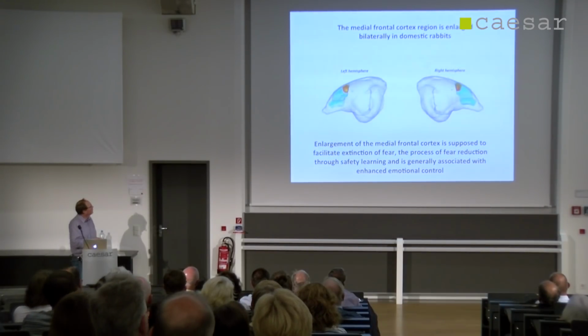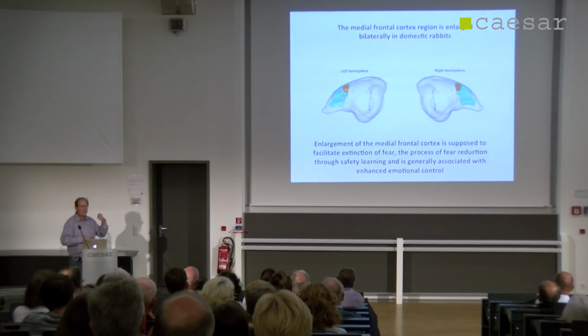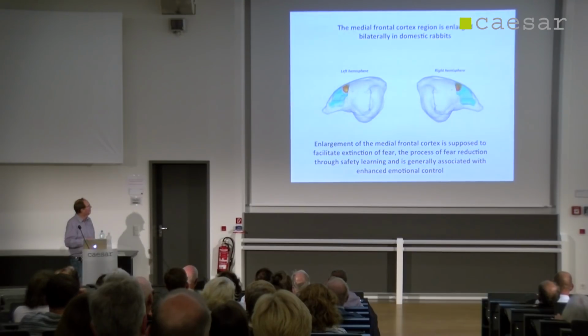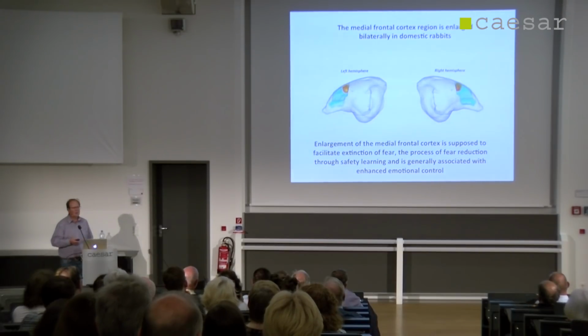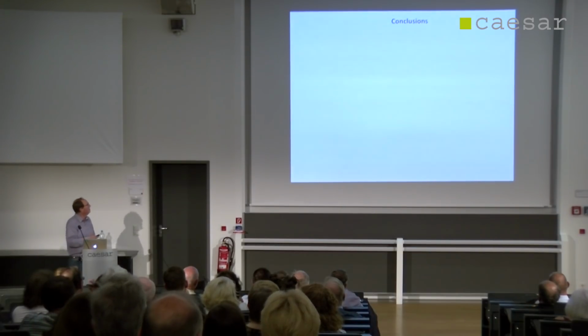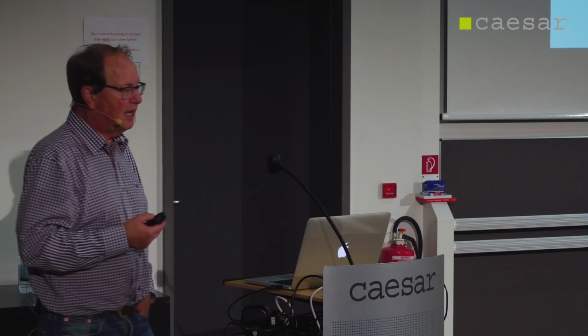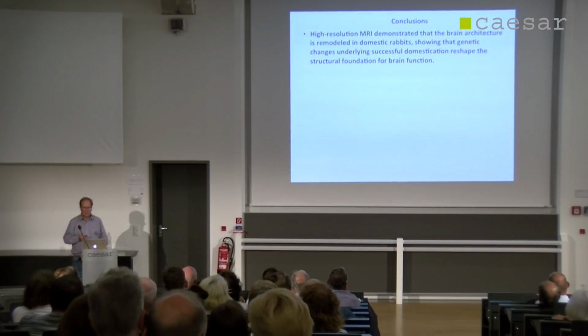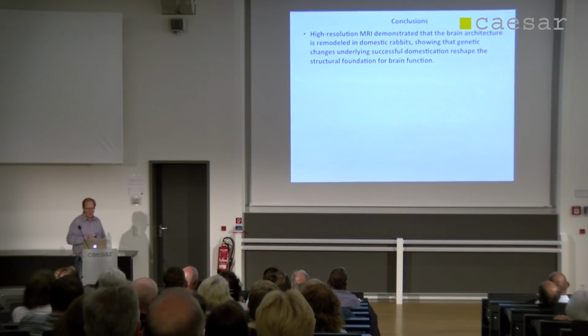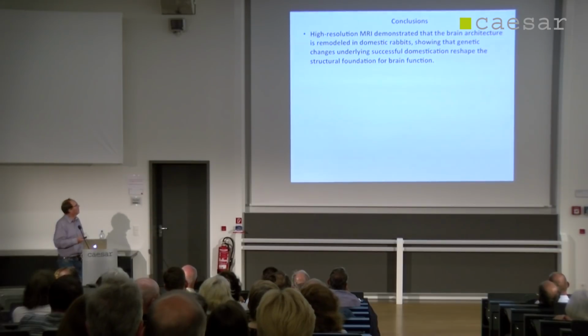A specific region in the medial frontal cortex was also affected, and in fact became enlarged in the domestic rabbit. This is supposed to facilitate extinction of fear, the process of fear reduction through safety learning, and is generally associated with enhanced emotional control. So the conclusion from this study is that the high-resolution MRI demonstrated the brain architecture is remodeled in the domestic rabbits, showing that genetic changes underlying successful domestication reshape the structural foundation for brain function.